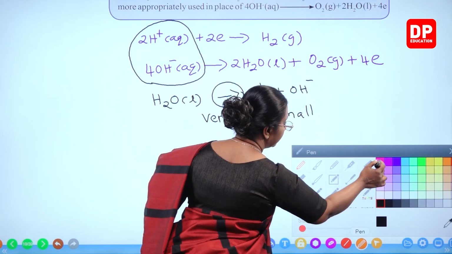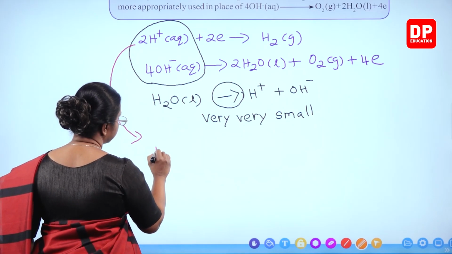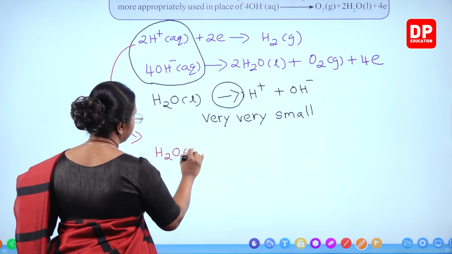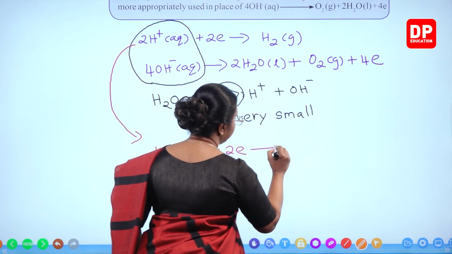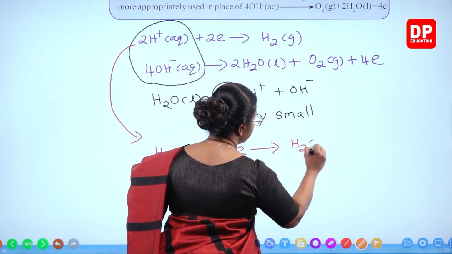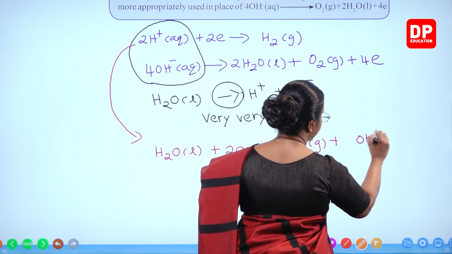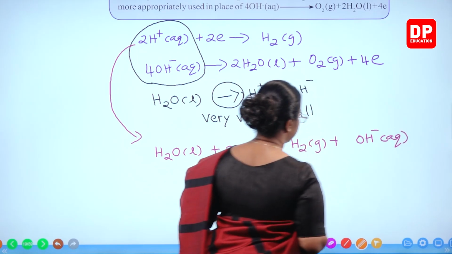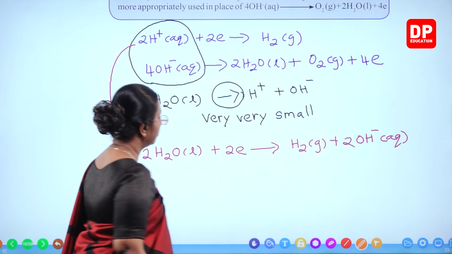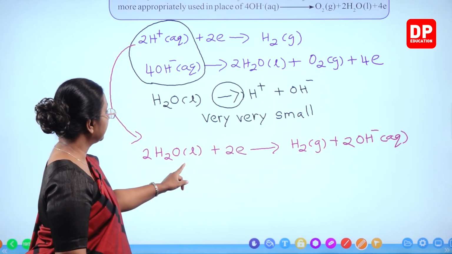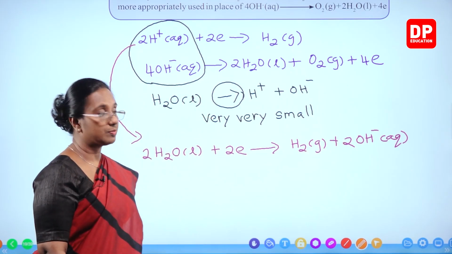we directly write, instead of this reaction, water liquid taking up 2 electrons, giving rise to H2 gas plus you get OH minus aqueous. So, to have that, we need to have 2 water and 2 OH minus. So, water molecules itself take up electrons, giving rise to H2 gas and OH minus.